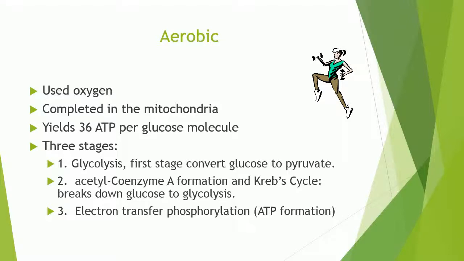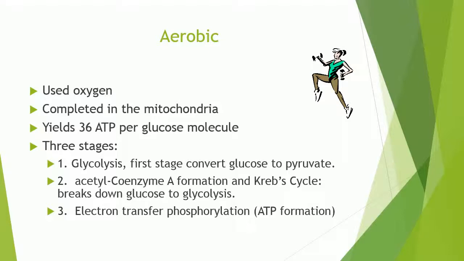It's completed in the mitochondria, and it's going to be very efficient. So it's going to yield 36 ATP or adenosine triphosphate per glucose molecule. So per glucose molecule, you're going to get 36 ATPs, which is much more efficient than anaerobic respiration or fermentation.